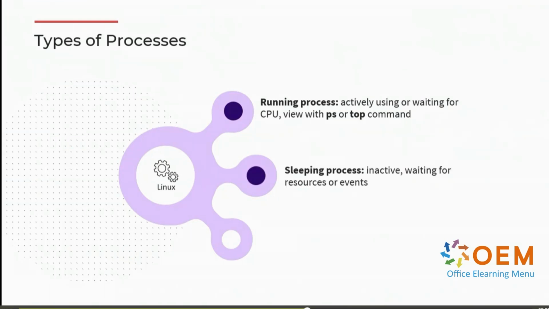Sleeping process is the next type. This process is currently inactive but is waiting for an event, such as a file to be read or a network response to arrive. Most Linux processes take a lot of time here because they're often waiting for external resources. Also, we have stopped process. This is when a user pauses a process. It's not dead, just frozen. You can resume it later using commands like fg or bg.